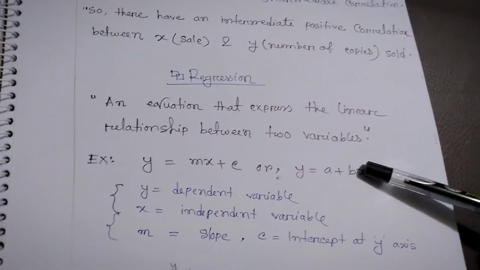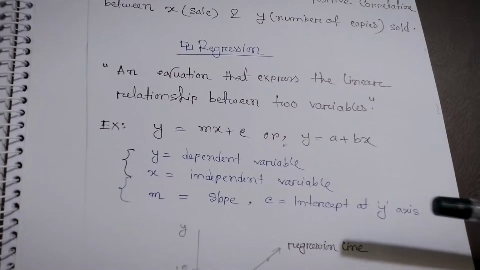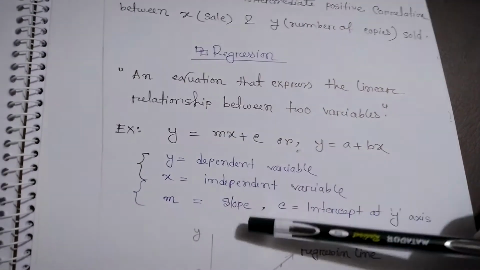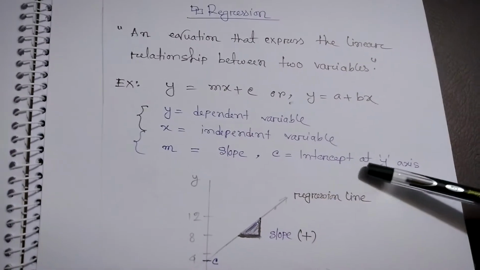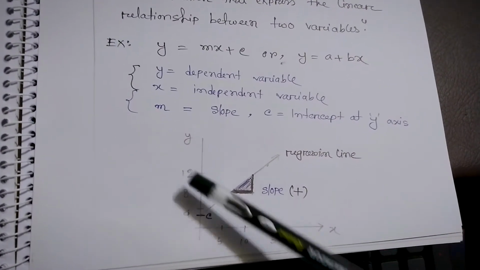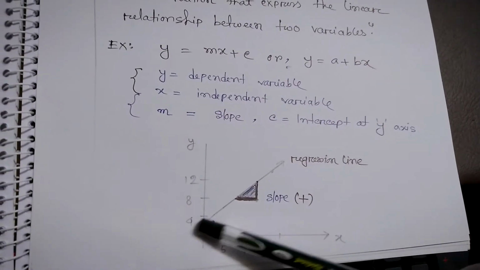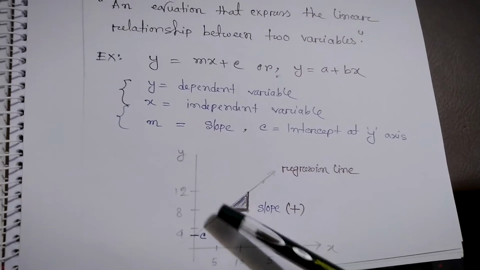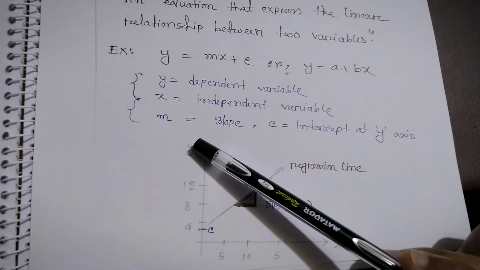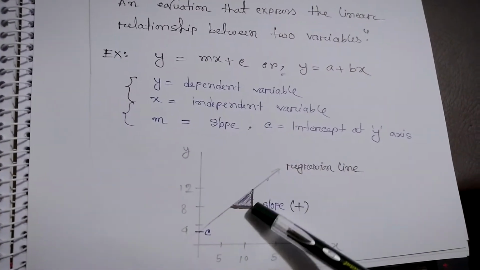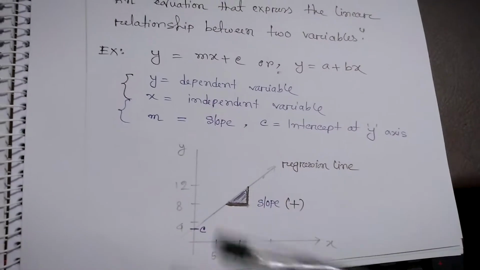As you can see in the equation, we have both x and y, where y is the dependent variable, x is the independent variable, and m is the slope. c is the intercept of the y-axis. This is our y-axis, so c is the cutting position, or the intercept of y, and this is the slope. It is a positive slope because when x is increasing, y is increasing. That's why our slope, this triangle here, is positive. But if it was going the other way, it would be a negative slope.